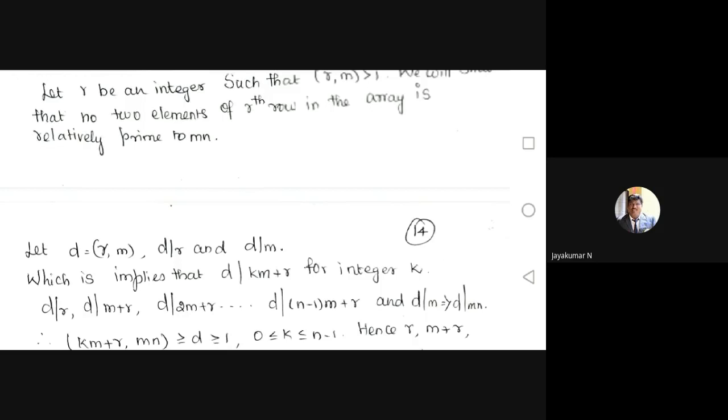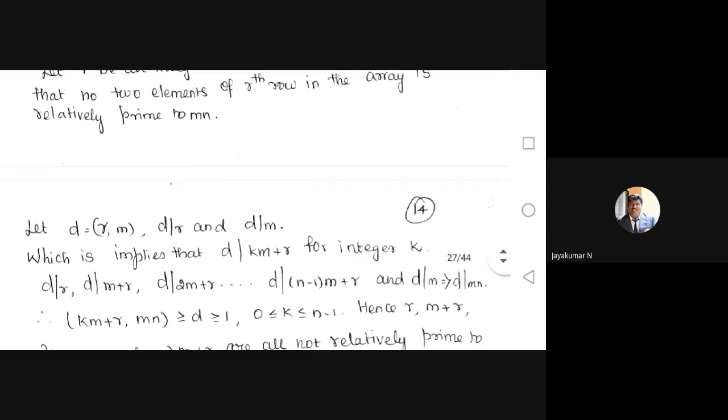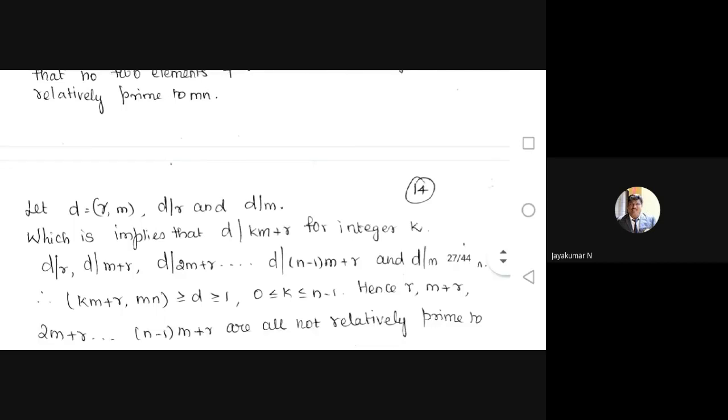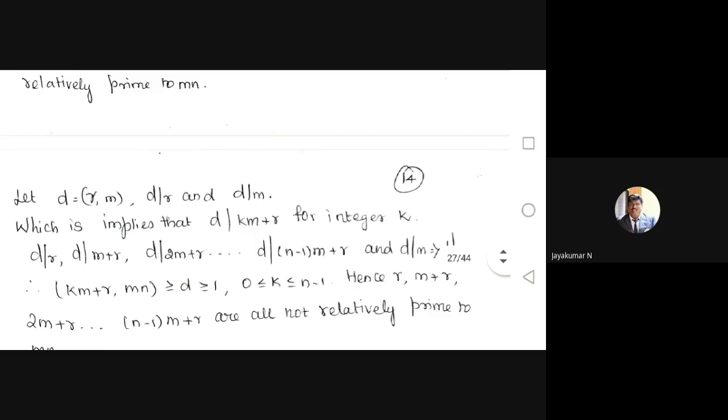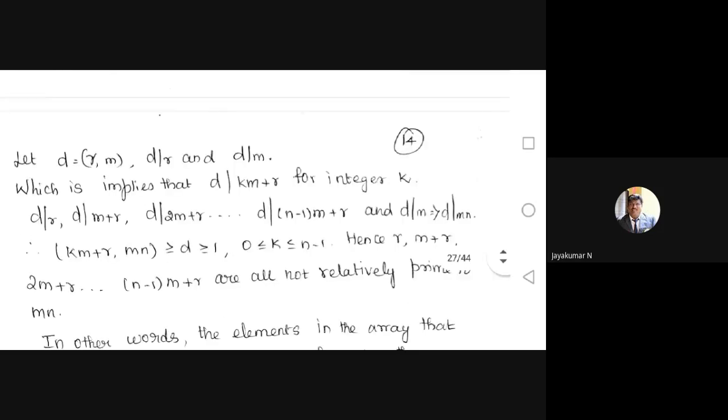Since D is the GCD between R and M, D divides M. This implies we can say that D divides Mn. Therefore the GCD between Km plus R and Mn is greater than or equal to D, which is a multiple of D, and D is greater than or equal to 1, and the values of K lie between 0 and n minus 1.